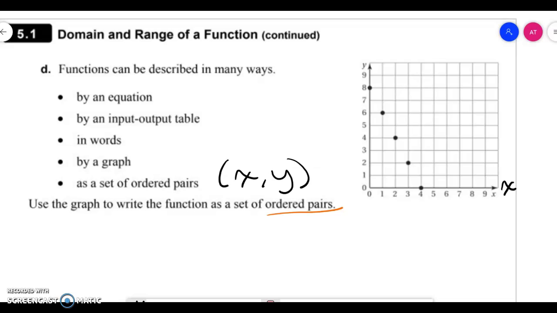So we have our x-axis and our y-axis. So let's start with the first point up here. It looks like it's going to be (0, 8). That's going to be my first set of points. Or, sorry, ordered pairs.